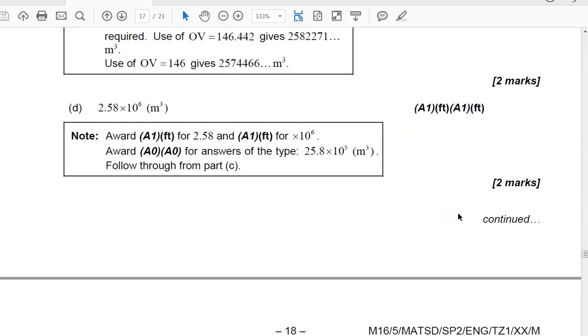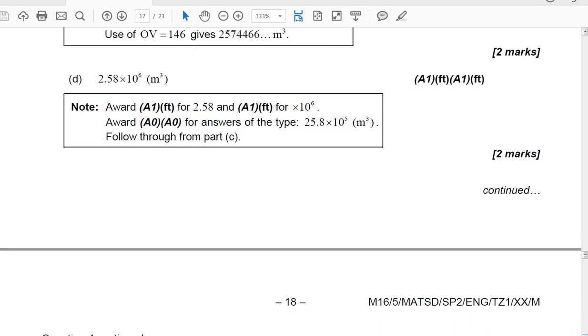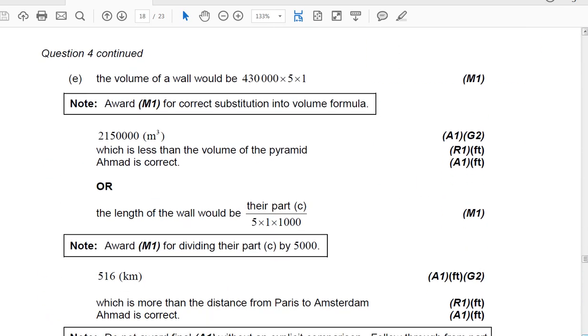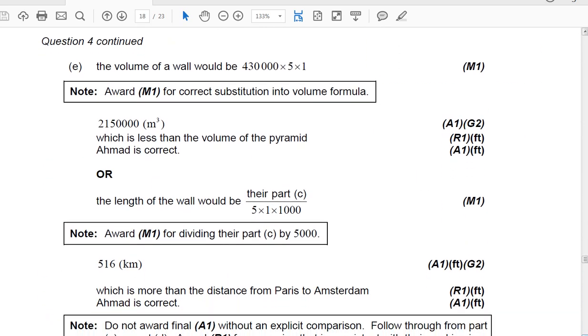Okay, so award for 2.58 and 10 to the 6th. Yeah, and that's just if you messed it up, you can get some partial credit. So we didn't, and we're not planning on messing up. So let's go with that.